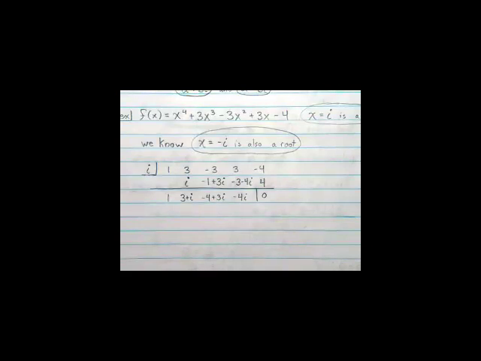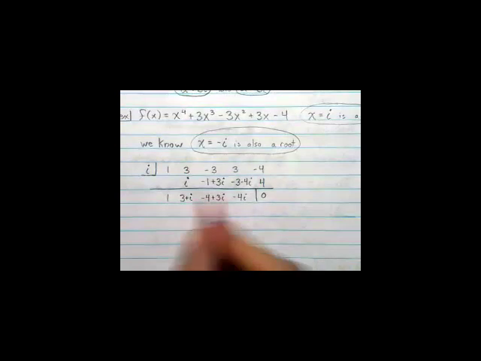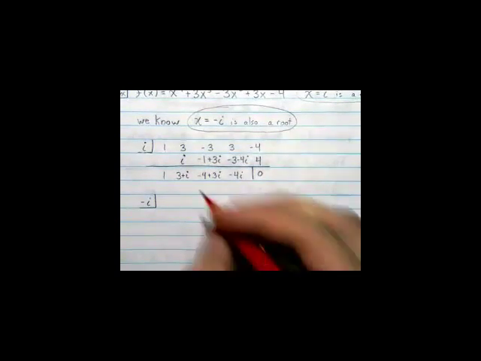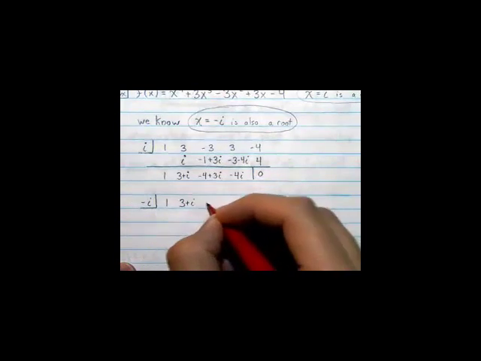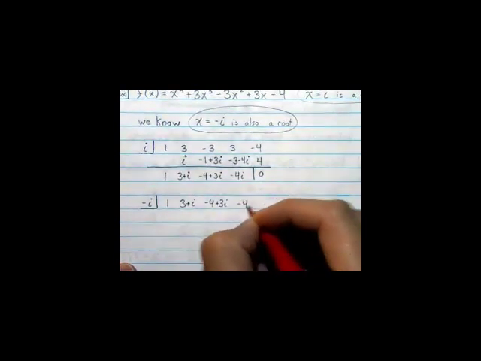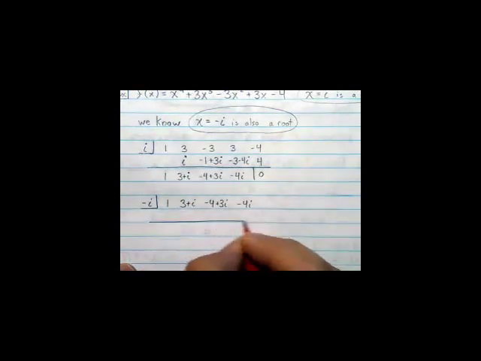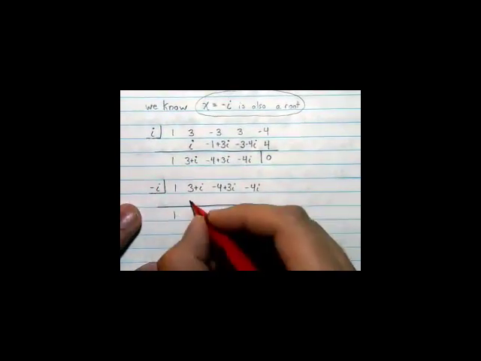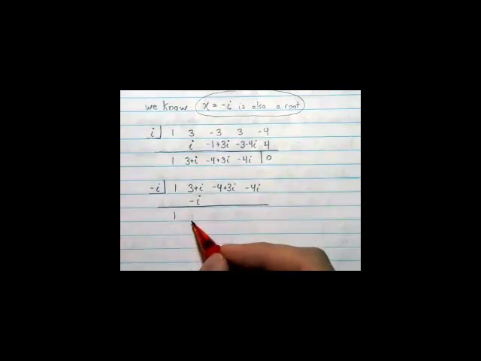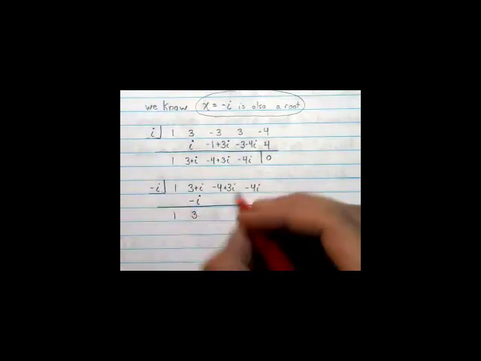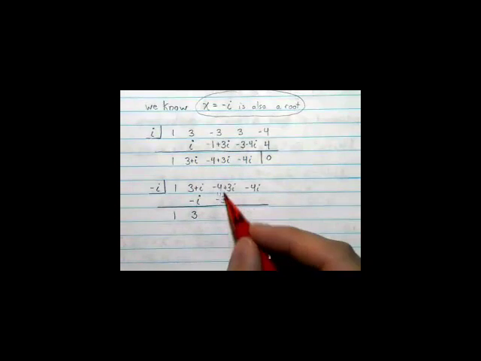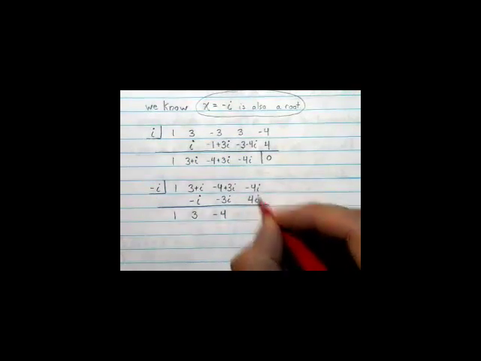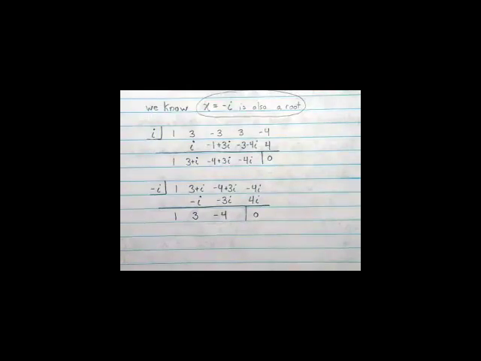What's the other root I know that I have? Negative i. So I'm going to repeat the process using negative i. And this one, if you've done the first one correctly, turns out way easier every time. It goes so much faster. But we got to copy these coefficients down onto this one. Bring down the 1. Negative i times 1 is negative i. Add them up, 3. Negative i times 3. Add them up, negative 4. Negative i times negative 4 is 4i. And like we're supposed to get, remainder is 0.